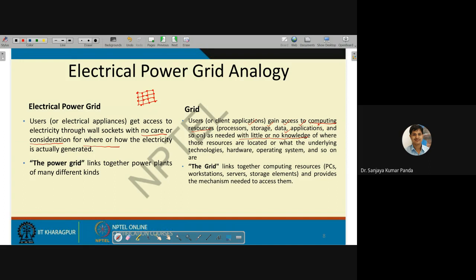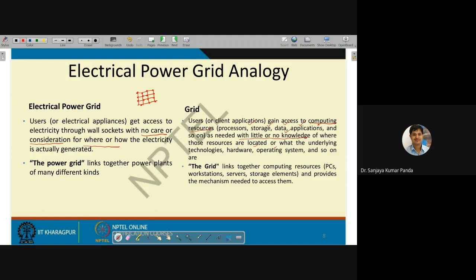We are also not aware of the underlying technology, how these resources are connected, what the bandwidth is, and whether any third party is going to maintain it or the service provider has maintained it. We don't have any information. We have no idea about hardware, operating systems, and others. So instead of these things, what do we need? We need service. We are not looking into these particular terms, right?